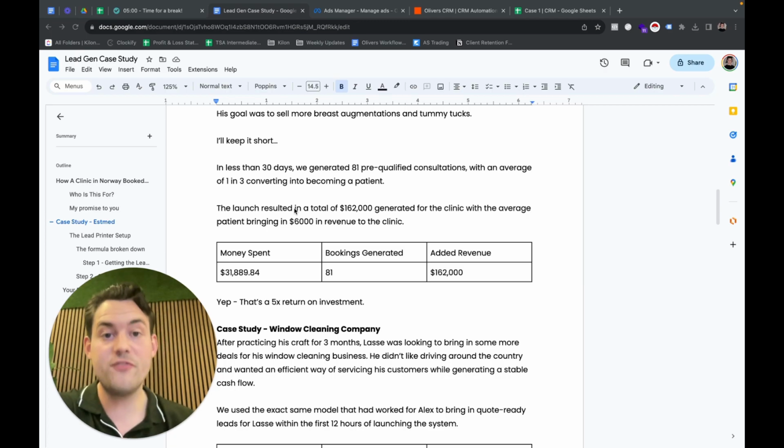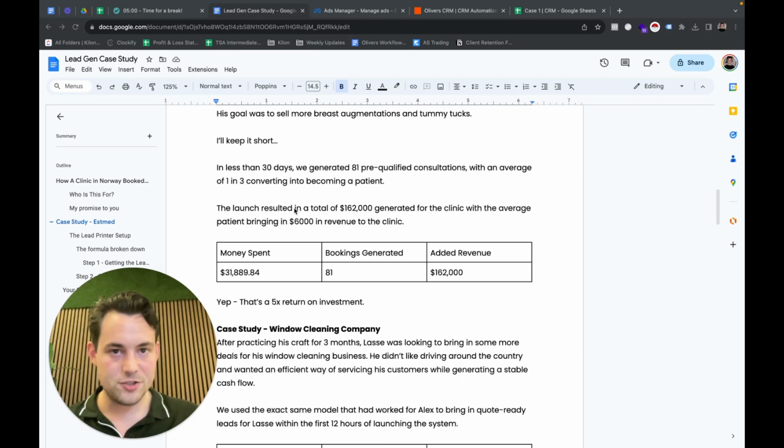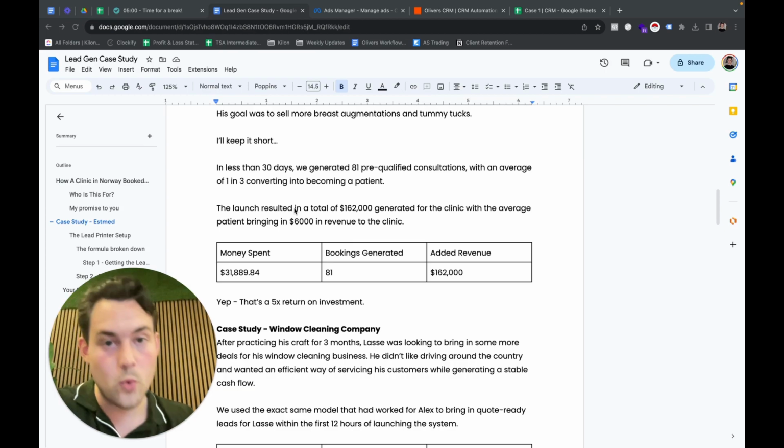That means that before the clinic even had to worry about these people, we had already made sure that they were actually qualified to receive the service that they were looking for. The average conversion of this was 1 in 3, which means that if we had 3 of these 81, that would turn into one person who actually went in and bought a treatment. So the launch of this resulted in a total of $162,000 generated for this clinic, with the average patient bringing in $6,000 in revenue.